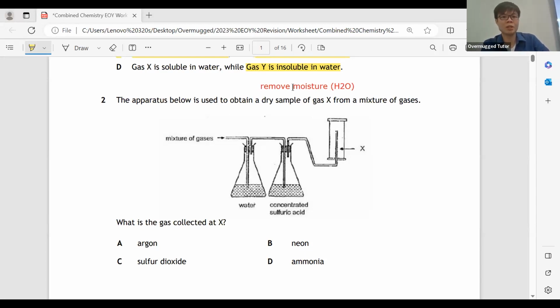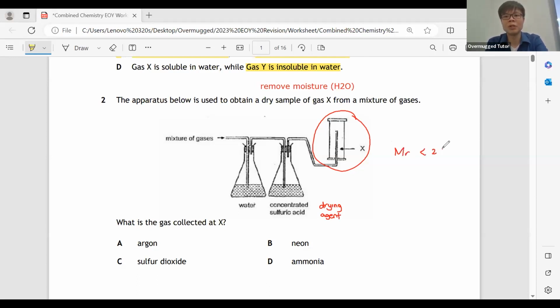So let's say you have a mixture of gases that pass through this setup. You need to recognize that this is a drying agent. This is the chemical substance that will remove moisture of H2O. All right, by elimination, same thing again. This is for gases that are less dense than air, MR less than 29.